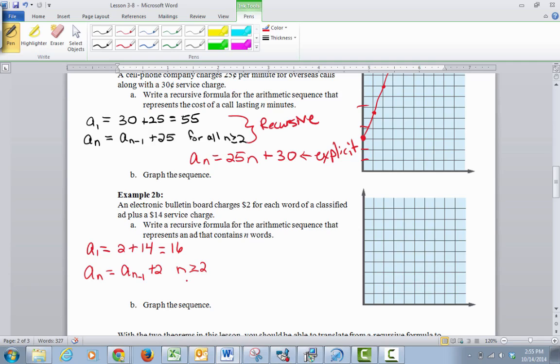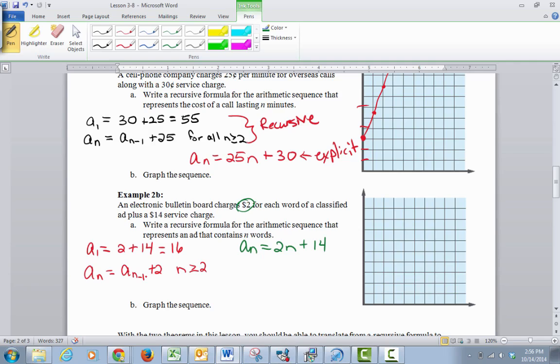Now, if I wanted to write this in explicit, what's my slope? Yeah, it's 2 because it's adding 2 each time. That's your change for each word. So I'm going to write a sub n equals 2n. And now, what is the number that we started with at time 0? 14. Yep, that's the y-intercept, 14, because that's the service charge. They're going to charge you that no matter what. You're going to have to pay that if you use them. So this is the explicit one on the right. The one on the left is the recursive.